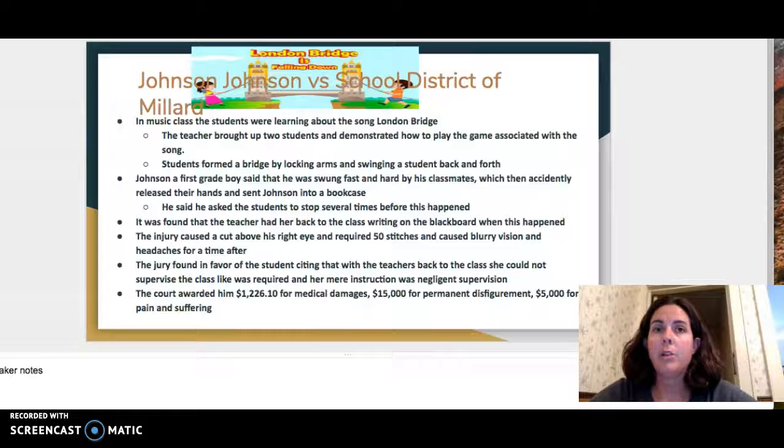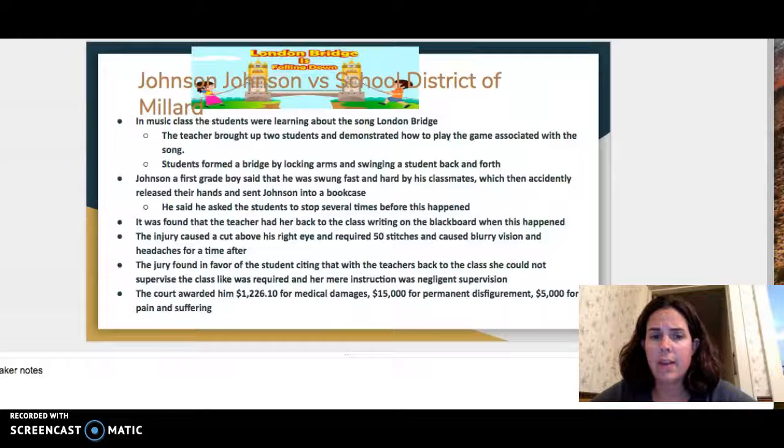The game is played by two students locking arms and then placing a third student in their arms and then swinging them back and forth. Johnson, a first grade boy, said that he was swung fast and hard by his classmates, which then they accidentally released their hands and sent Johnson into a bookcase.